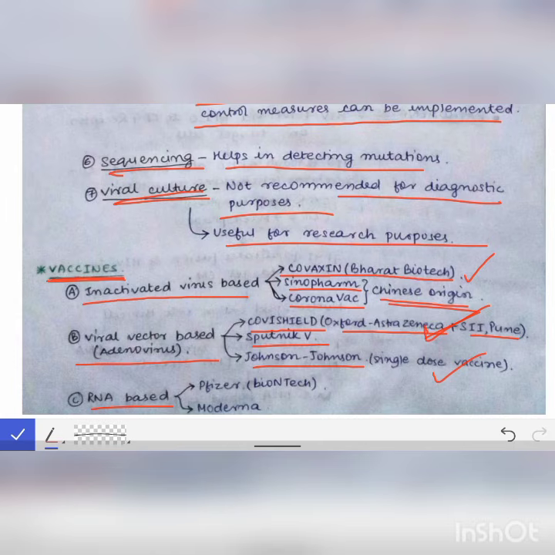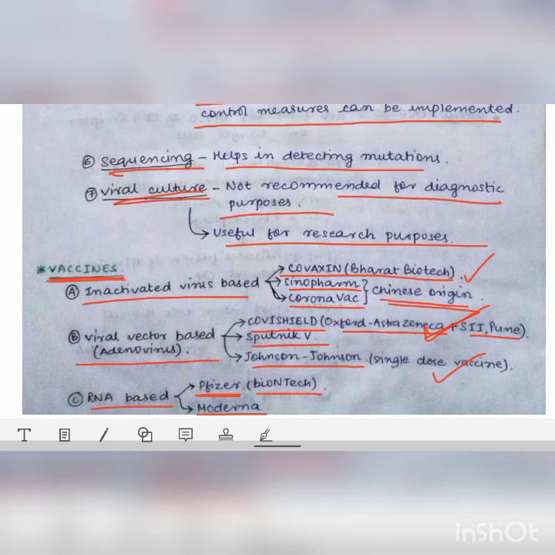The RNA based vaccines are the Pfizer by BioNTech Pharmaceuticals and the Moderna. These two are the RNA based vaccines developed abroad. So these are all the vaccines which have been developed and are currently in use in India.